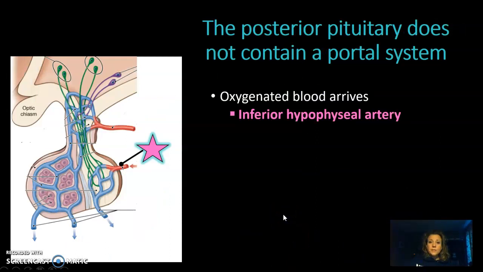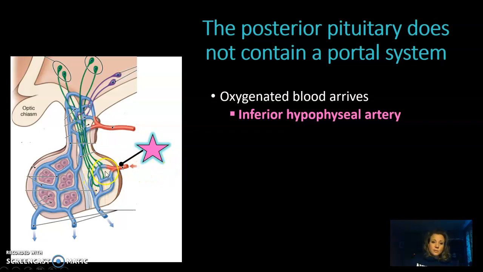I want you to notice that the posterior pituitary gland just has capillary beds that are going to perfuse it and bring in oxygenated blood and take away deoxygenated blood. I have no portal veins here in the posterior pituitary gland at all because it doesn't work with a portal system. Those hormones are coming directly down the axon and into the capillaries that feed into the posterior pituitary gland.